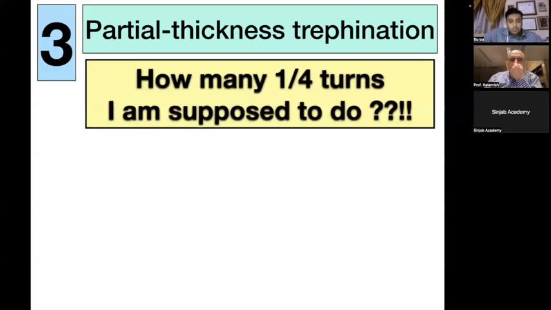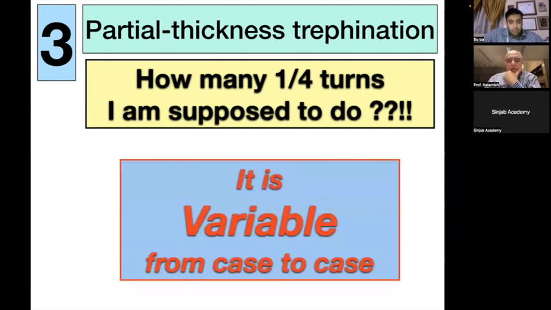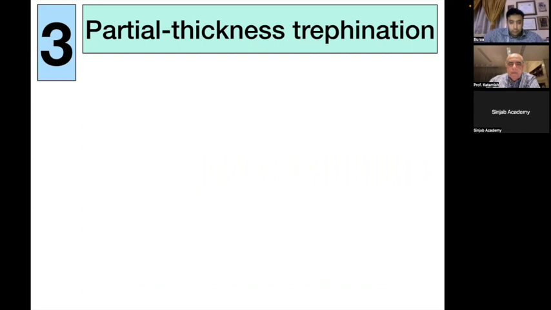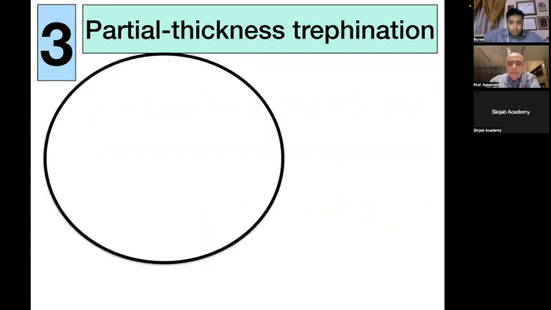How many quarter turns am I supposed to do? Is it a standard depth of trephination in every case of corneal opacity or keratoconus, or is it variable from case to case? Yes, it is variable from case to case, and this depends upon the corneal thickness at the site of trephination. So this is my way of calculating the amount of depth I have reached in each case.